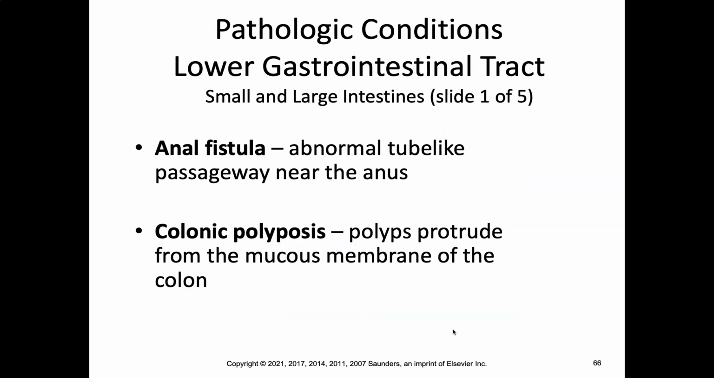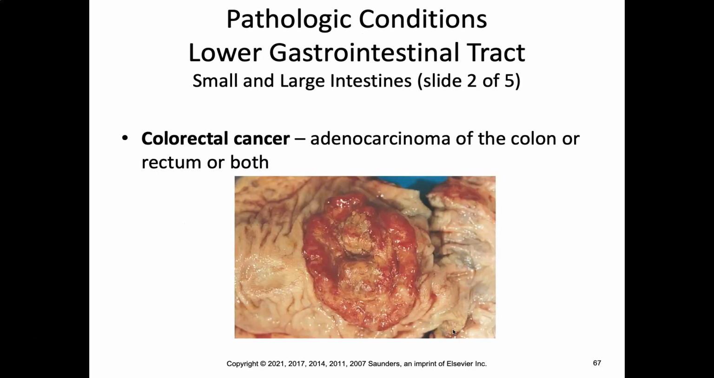Anal fistula, you've got something happening there. Colonic polyposis, or polyps. You've got colon polyps that are coming out of the mucous membrane of the colon and need to be removed. This is a picture of colorectal cancer, an adenocarcinoma of the colon or rectum or both.